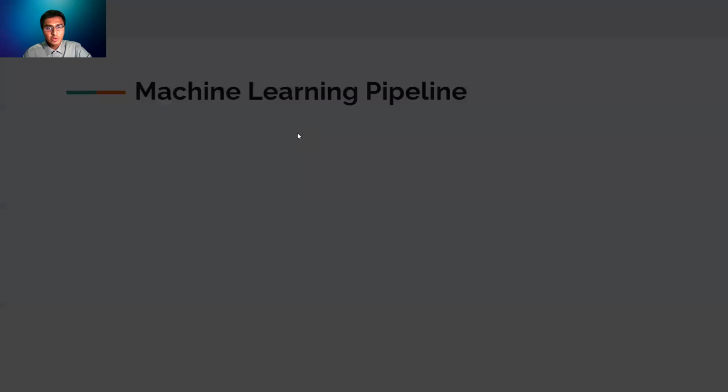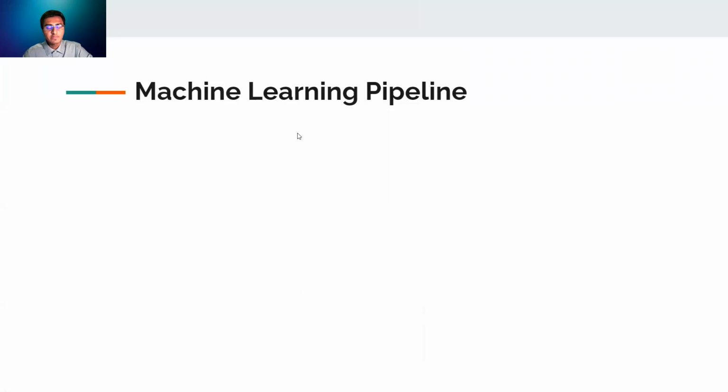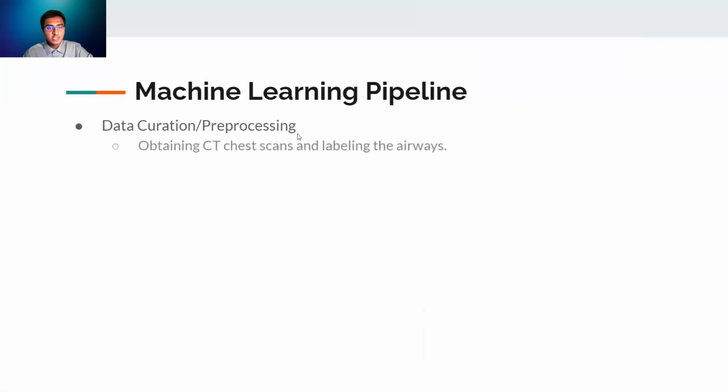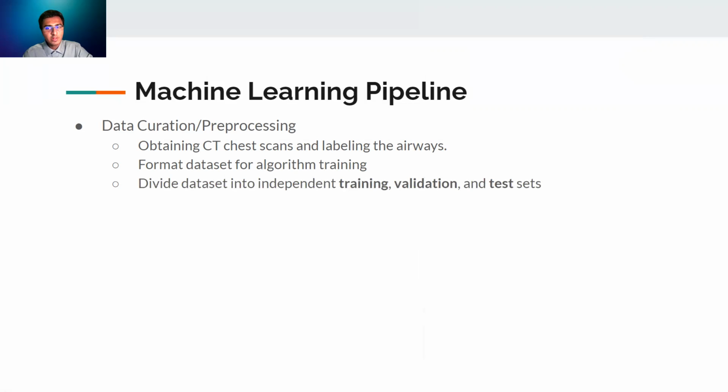The process for creating a deep learning algorithm is divided into three main steps. The first is data curation and preprocessing, where the chest CT scans are collected and labeled. The data is formatted for input into the model and divided into independent training, validation, and testing sets.